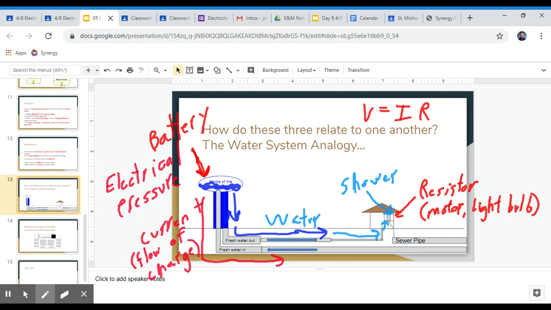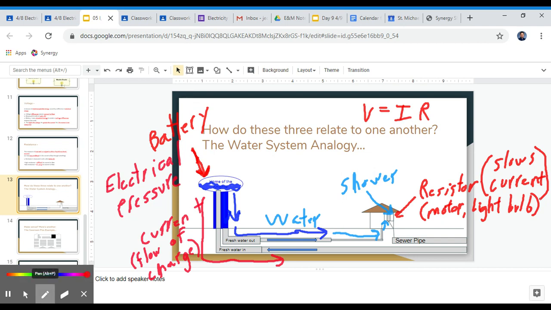What that resistor does is it slows current. The higher the resistance is, the slower the current is going to be. We can also relate that to the size of the pipes. If you notice here, the pipes are different sizes. Over here towards the water tower, the pipes are a lot bigger, and the pipes closer to your house are a lot smaller.